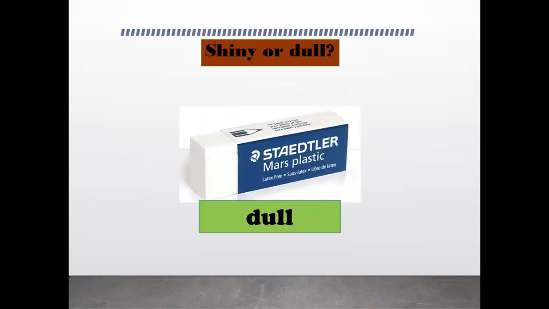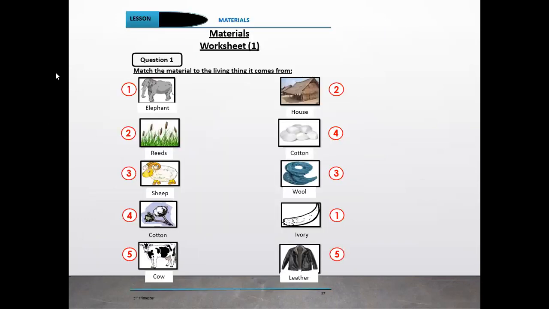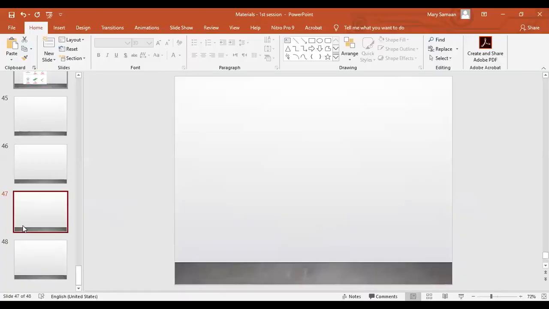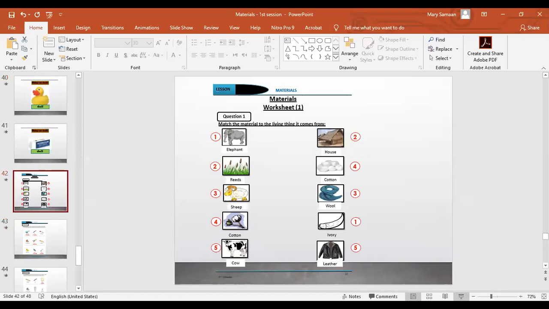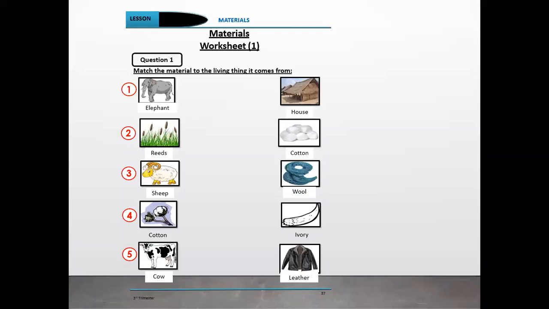Now we are going to solve. Pages in your resource packs. We are going to solve page 37 in your resource packs. First of all, question number 1. We are going to match the material to the living thing which it is coming from. I will not match, I will write just the numbers.